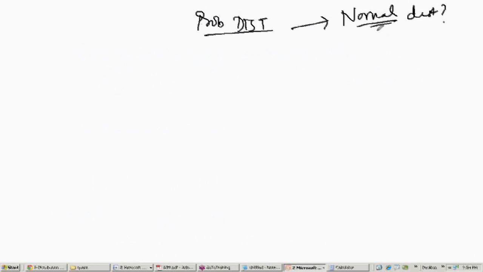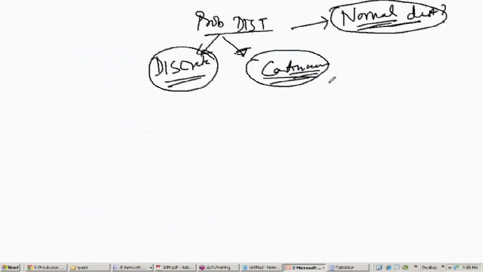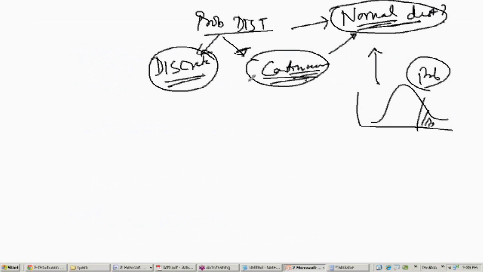My quick question is, is the normal distribution a probability distribution? Yes, right? Now this probability distribution has two types: one is discrete and another is continuous. So what type is the normal distribution? Is it discrete or continuous? It is a continuous distribution, wherein we say it is a density function. Here you have a density function and the area is given as the probability.